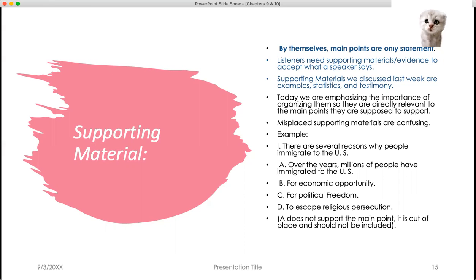So you'll notice that one of these isn't really relevant to the main point. The reasons why are economic, political, and religious reasons. Point A is not relevant, it's not doing anything to support it. So that is out of place and should not be included.